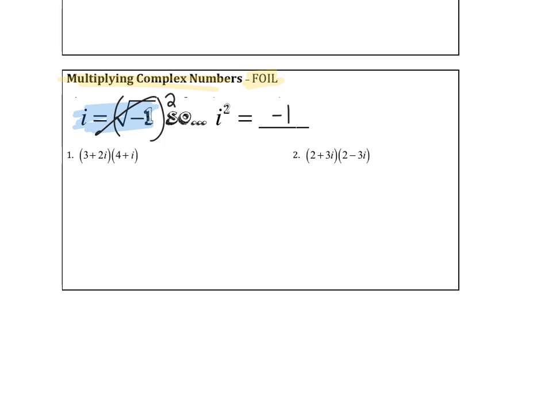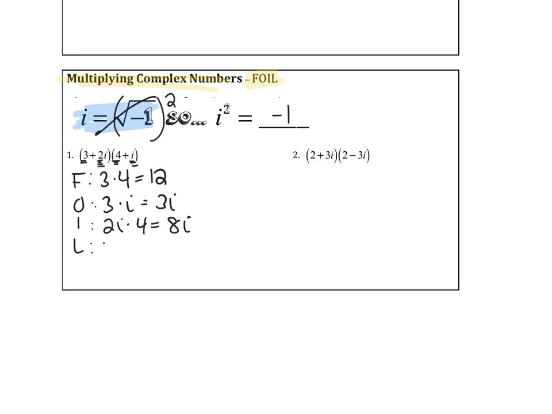Okay? So first let's FOIL. If you recall how to FOIL, remember we do first, outer, inner, last, and then we put it all together. So first terms, we have 3 times 4, which is 12. And then outer terms, we've got 3 times I, which is just 3I. Inner terms, we've got 2I and 4, which is just 8I. And last terms, we've got 2I and I, which if I multiply those together becomes 2I squared.